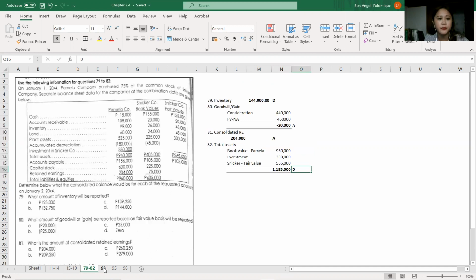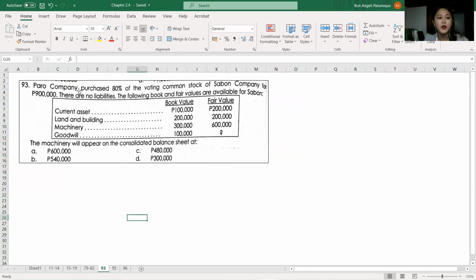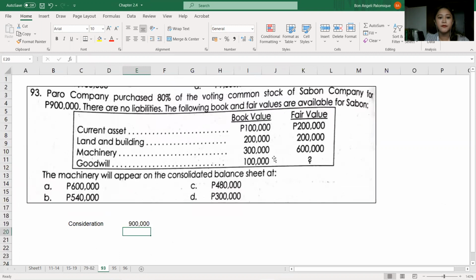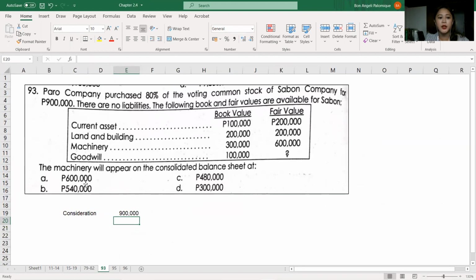Next question. Question number 93. Paro Company purchased 80% ni Sabon Company for 900,000. Sulat natin. Consideration, 900,000. So, there are no liabilities. The following book value and fair value are available. Magkano yung papasok sa machinery? So, ito, kailangan mo lang i-consider fair value which is 600,000. So, di mo na rin pala ito kailangan, di ka naman pinag-compute ng goodwill. So, machinery, 600,000. Letter A.